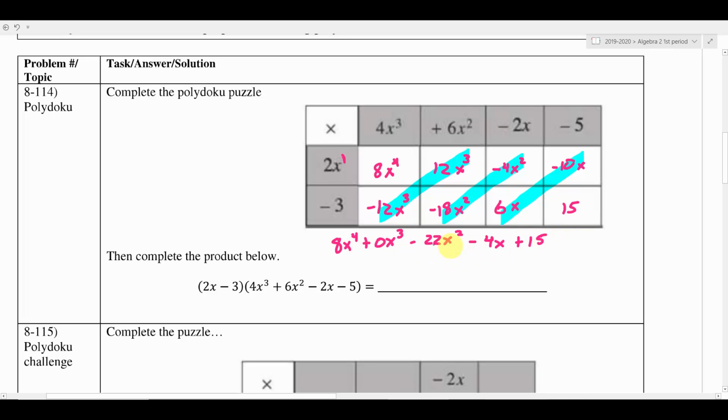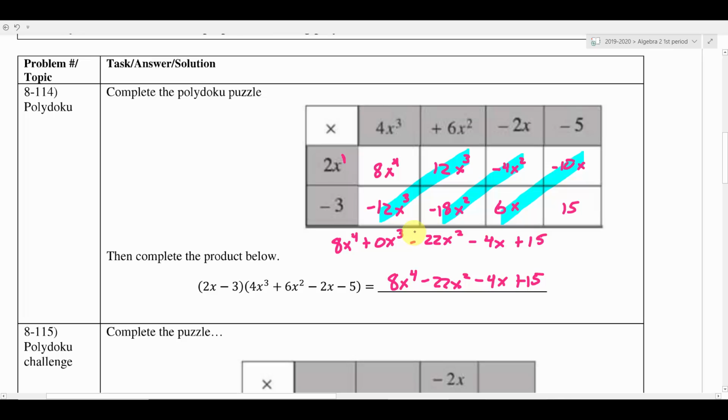Right? So this is the multiplication of these two things, right? So 2x minus 3 times this cubic is 8x to the 4th minus 22x squared minus 4x plus 15. Okay, so really not much different than what we've been doing in the past.